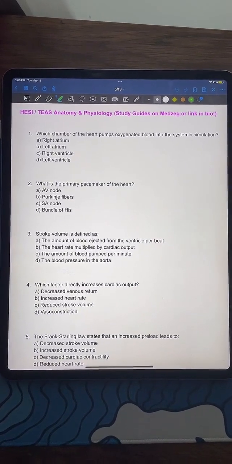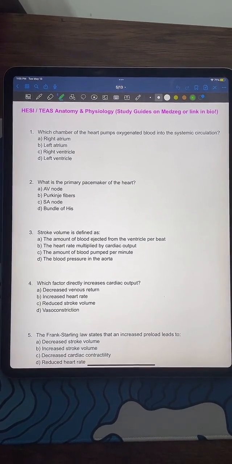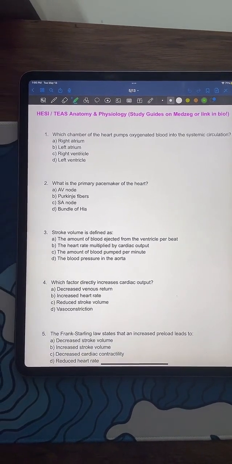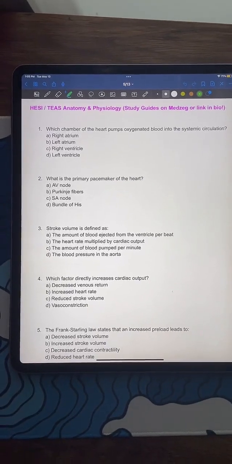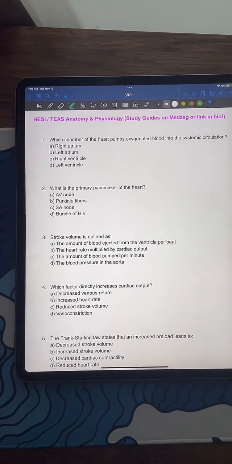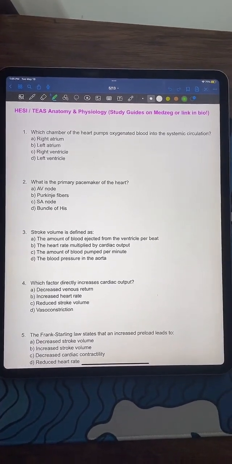Oops, sorry about that, guys. We're on number 1 now. Give me 1 sec. Gotta fix my phone. Here we go.